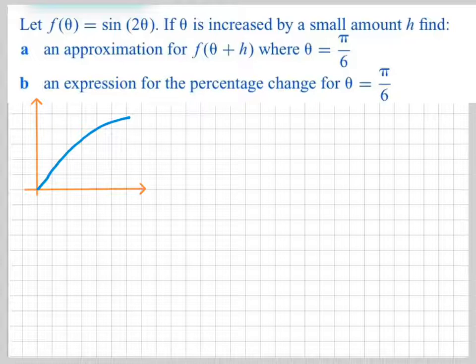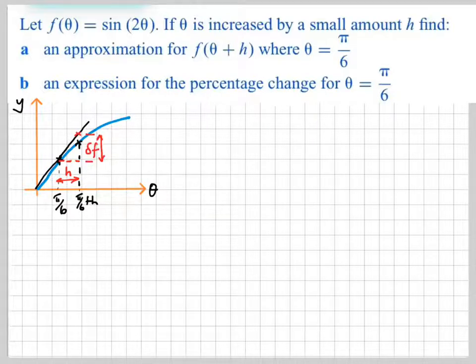See, that looks like a sine 2 theta kind of graph, doesn't it? There's y, there's theta. There's my pi on 6 point, and there's my pi on 6 plus h, h being a little bit. So there's the tangent of the graph y equals sine 2 theta at theta is pi on 6, and there is h.